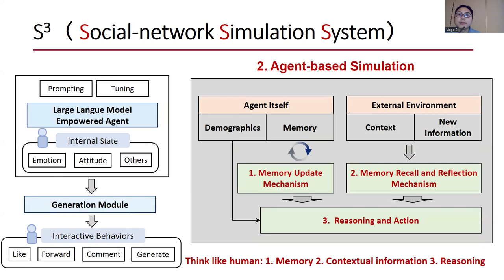Okay, and for the agent-based simulation, we keep its demographics and memory as personalization, and maintain the external environment, including the context and the new information. The new information means the new post or new message received by the individual agent from his or her friends and the recommender system. And for the agent, we designed the memory update mechanism, memory recall and the reflection mechanism, and then make the agent reason and take actions. It's an illustration of the system, to ensure the agent thinks and takes action like a human based on the memory, context information and reasoning.